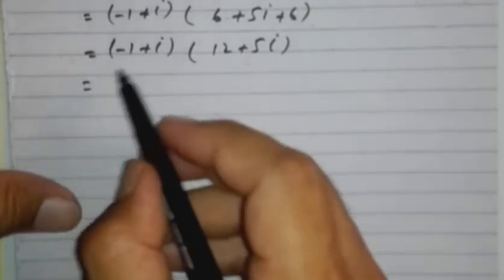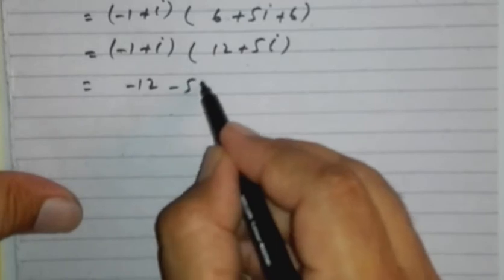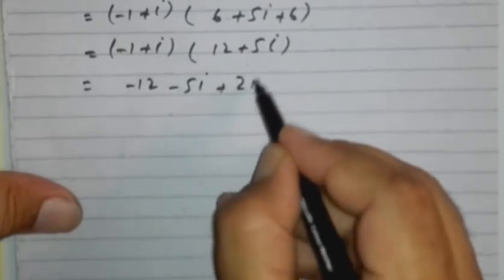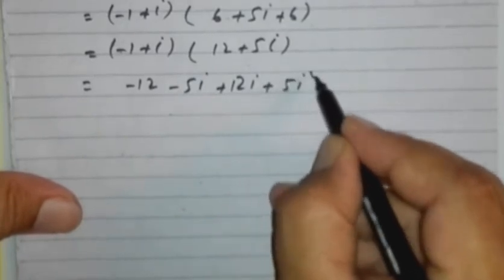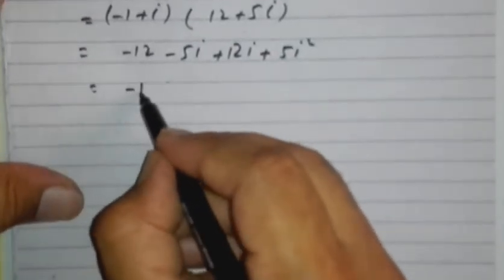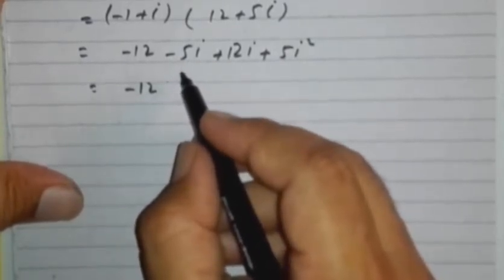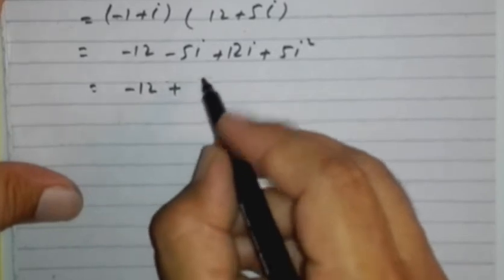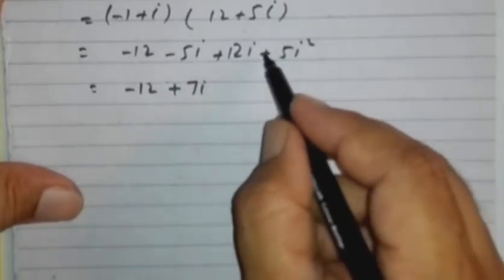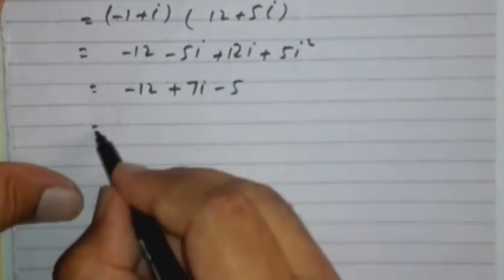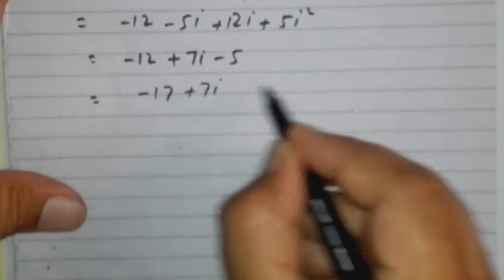Now multiply these two. Minus 1 into 12 is minus 12, minus 5 iota plus 12 iota and plus 5 iota square. Here we get minus 12, 12 minus 5 we get 7, plus 7 iota. Iota square value is minus 1, so minus into plus we get minus 5. Minus 12 minus 5 we get minus 17 plus 7 iota.